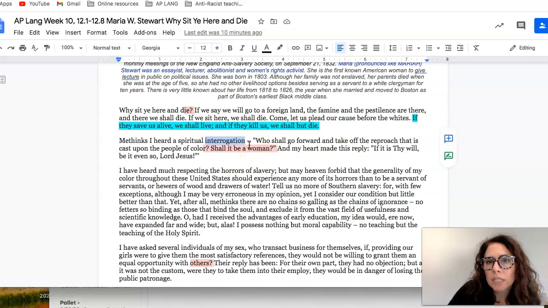Who shall go forward and take off the reproach that is cast upon the people of color? Shall it be a woman? And my heart made this reply, if it is thy will, be it even so, Lord Jesus.